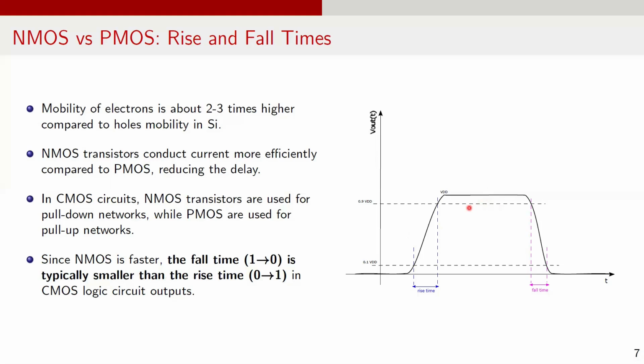Here is the output of a CMOS inverter with equally sized NMOS and PMOS transistors. Due to the stronger pull-down action of NMOS, we observe that the fall time is significantly shorter than the rise time. Just as a recap, rise time is the time it takes for the signal to transition from 10% of VDD to 90% of VDD, and fall time is the time it takes for a signal to drop from 90% of VDD to 10% of VDD.